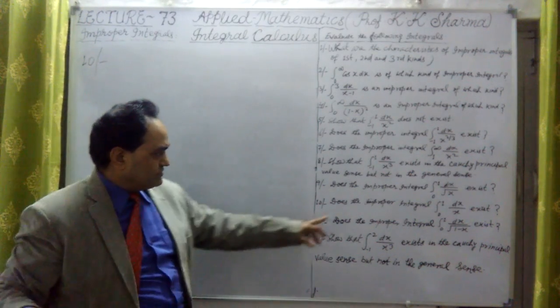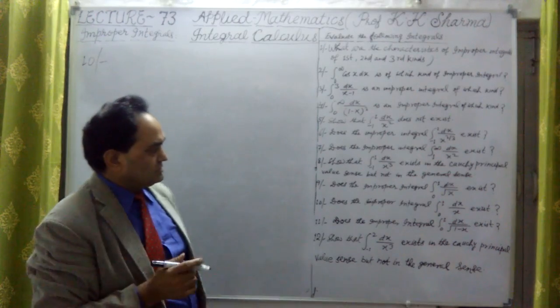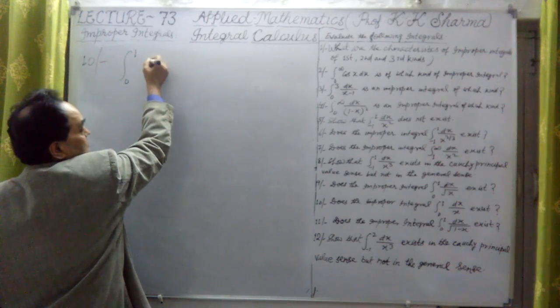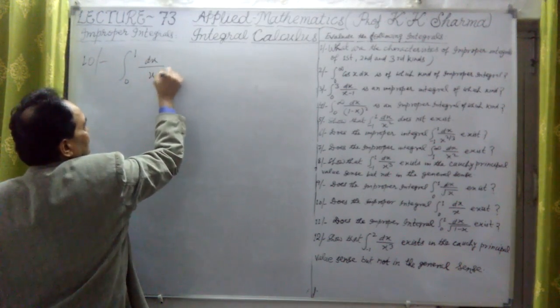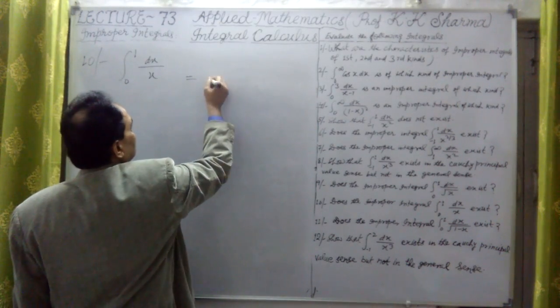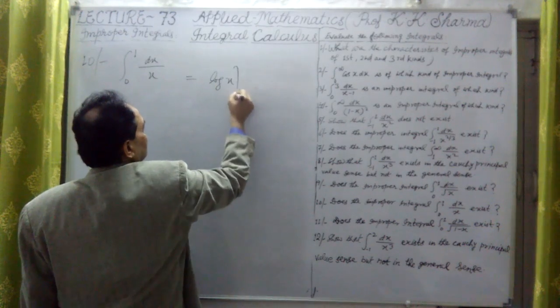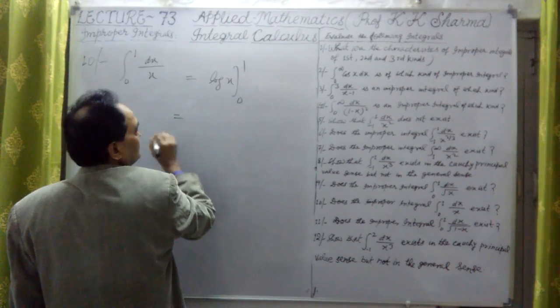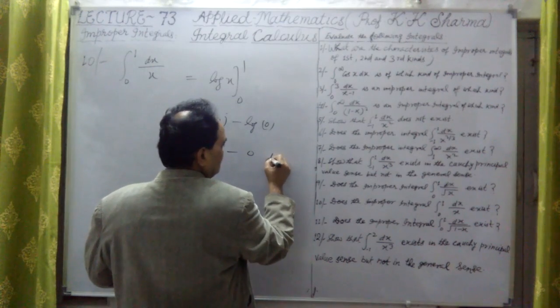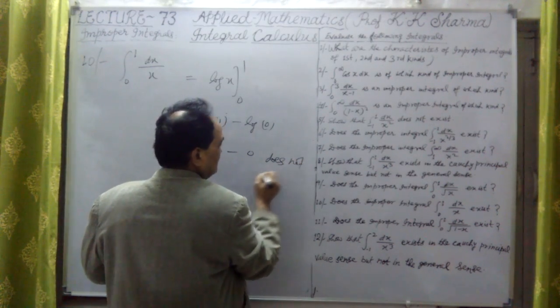Now here it says, does the improper integral exist? Let me check. It is the integral from 0 to 1 of dx upon x. Integration of this will be log of x from 0 to 1. It does not exist: log 1 minus log 0. Log 1 is 0, and log 0 is not defined. So it does not exist.